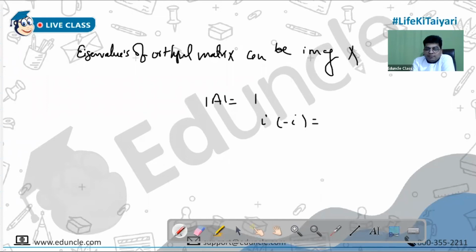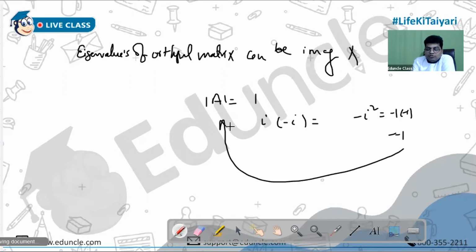Say I times minus I, which is minus I squared, and minus 1 into minus 1, the answer is 1. How can you say this is not 1? Yes, Pranshu, you are wrong. If the determinant is real, you cannot say that the eigenvalues are real. Determinant is the product of eigenvalues, and the product of two complex numbers can also be a real number. That can be a real number.